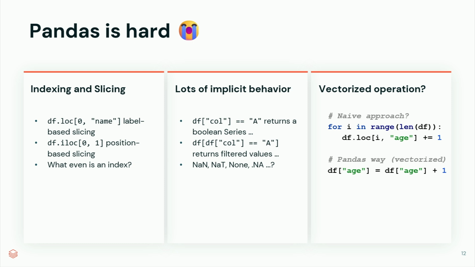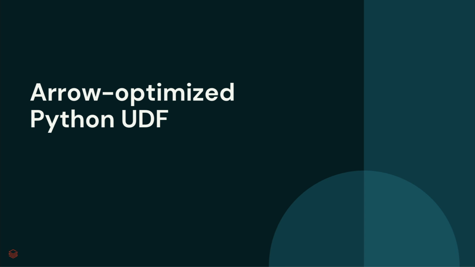And naive Python users are not really familiar with vectorized operations. If I wanted to change something in a list, I would do a for loop, but the Pandas way requires a vectorized approach. That's why we introduced the Arrow-optimized Python UDF. So you don't need to change your existing function, but you can leverage the Arrow optimization under the hood by switching a configuration on and off.